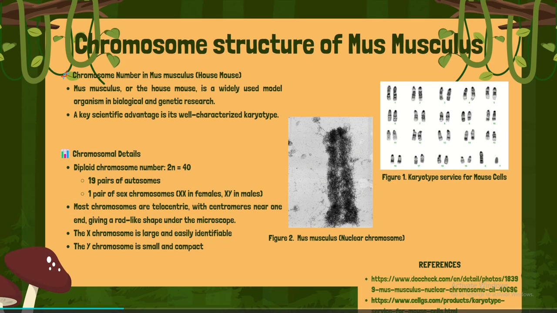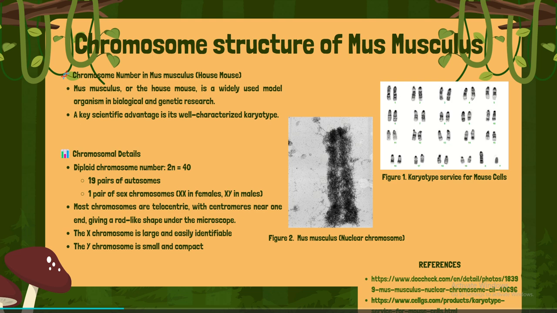Next is the chromosome structure of Mus musculus. Firstly, the chromosome number. Mus musculus, or the house mouse, is a widely used model organism in biological and genetic research. A key scientific advantage is its well-characterized karyotype.